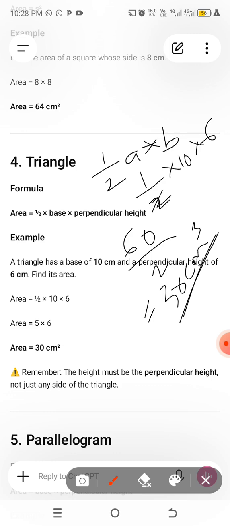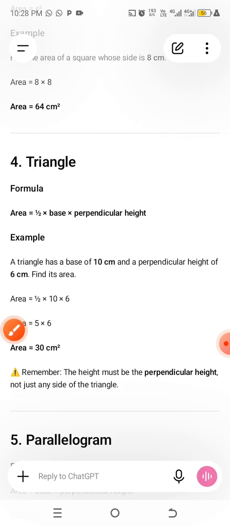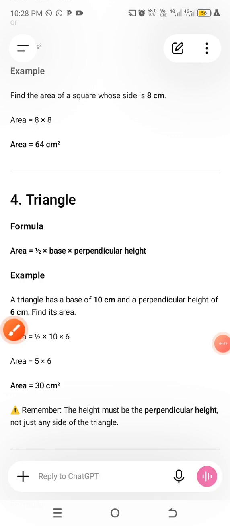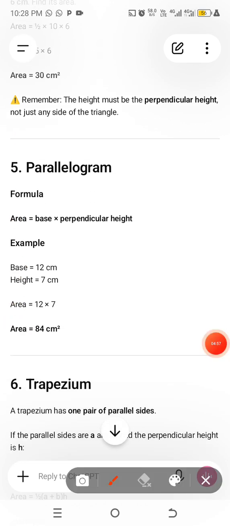So we take a as the base, then b as the perpendicular height. Do you understand? Remember that the height must be the perpendicular height, not any side of the triangle. The perpendicular height is the height that is the longest. So that's the perpendicular height.